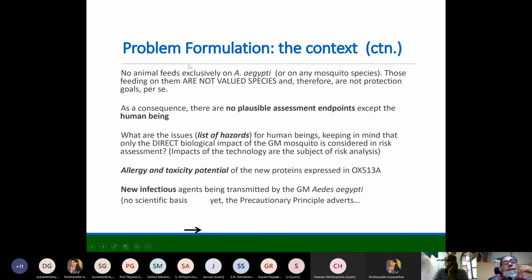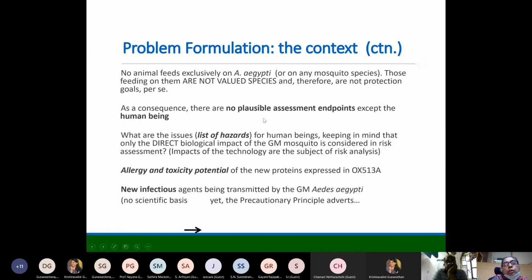But the point which they have concluded in their risk assessment is that there is no animal which feeds exclusively on Aedes aegypti or on any mosquito species. So those which are feeding on them are also not any valued species. So that's not a worry. We are not worried about the lack of food. So this is like a risk benefit analysis. The benefit is much more if you are able to control dengue, rather than the food for some not so valued species going away.